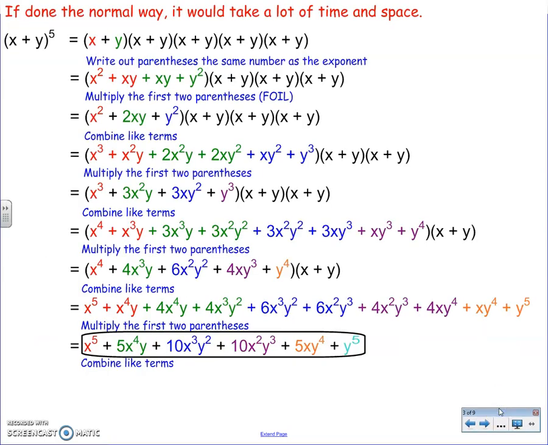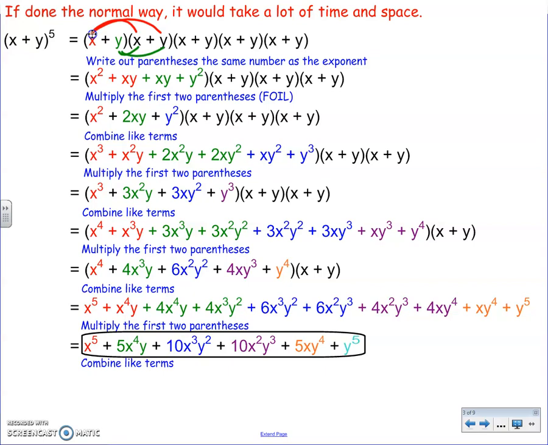If done the normal way, it'll take a lot of time and space. So I kind of color code it. The first one I wrote 5 times, then I distribute this x to both of these. I distribute the y to both of these. I got 4 terms, I combined them. Then after I combined them, I did it again.